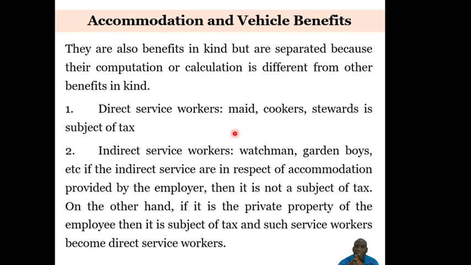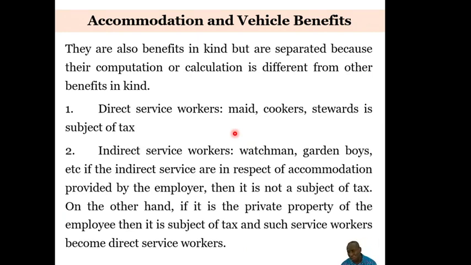So never say that watchman and garden boy is indirect, whilst maid and cook and stewards are direct. No. For maid, cook, and stewards, that one is direct. But for watchman, garden boy, you need to look at whether the property is for the employer or for the employee. If the property is for the employer, that's where you don't add it to your income and tax. But if the property is for the employee himself, then any amount paid to them will be added to the employee's income and tax.